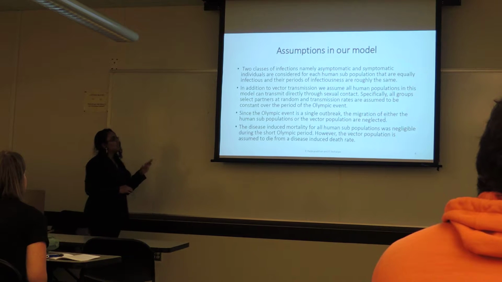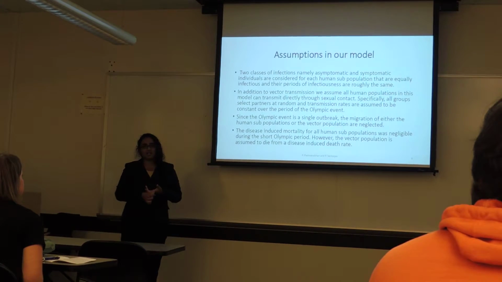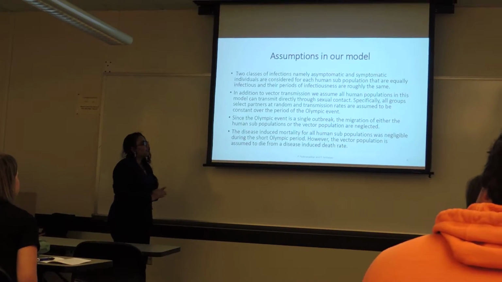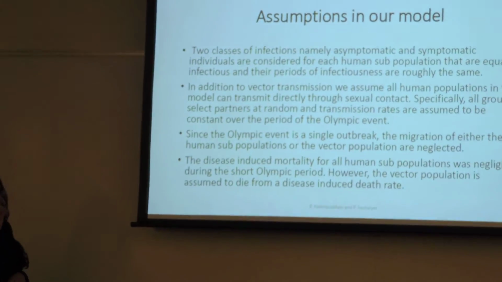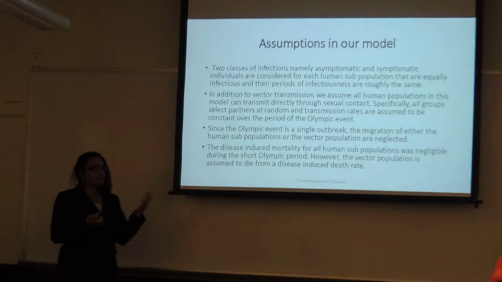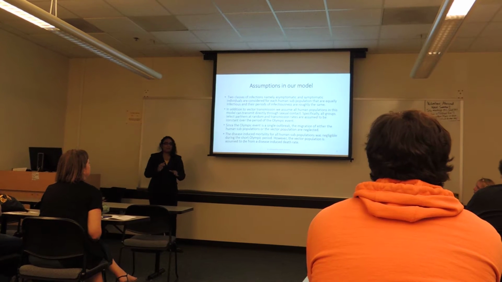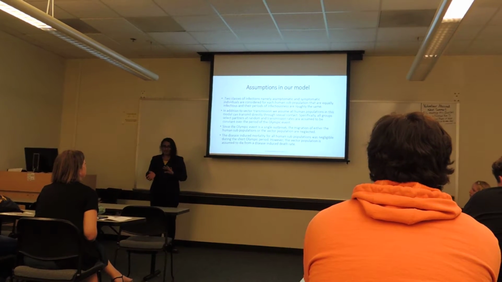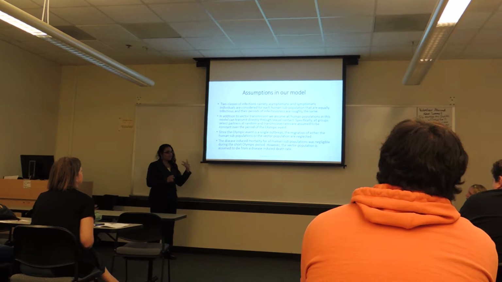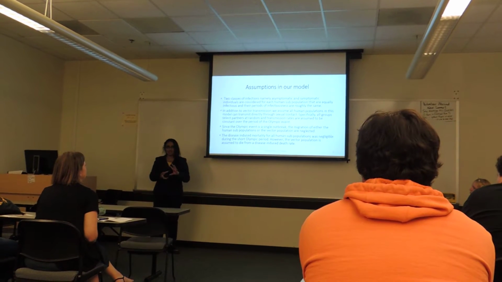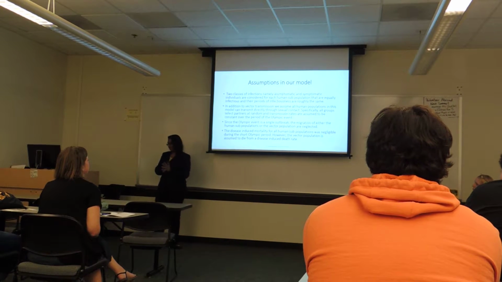So in summary, for the assumptions, we were looking at two different causes of infections, both vector and sexual contact. And since we're talking about the Olympics, we're assuming that in that 30-day period, the people and the vectors are not migrating anywhere, and that the humans are not going to die by natural or disease causes, even though the mosquitoes, we have said, will die.